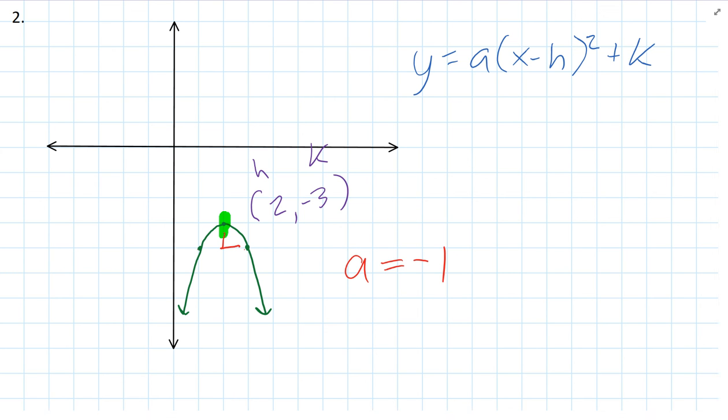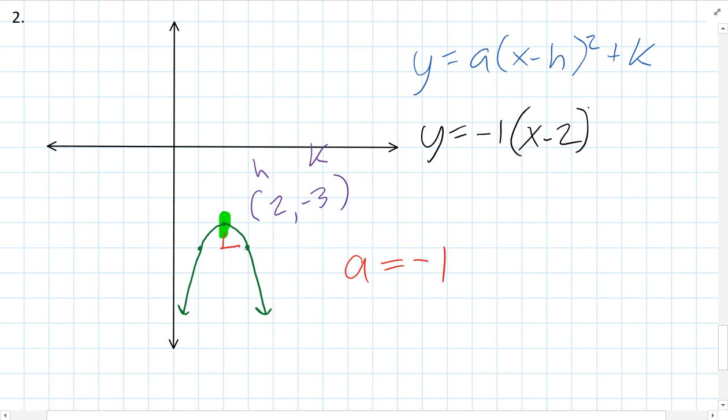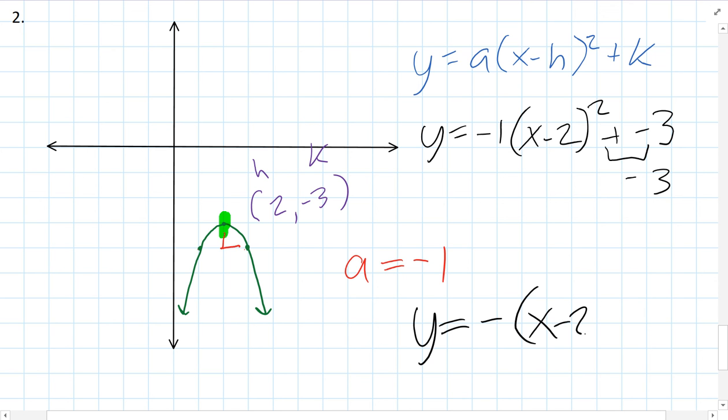Then I plug those in. Y equals my a, -1, times x minus my h, which is 2, squared, plus -3. This turns into minus 3. I can just sort of drop my 1, and my final answer is y equals -(x minus 2) squared minus 3.